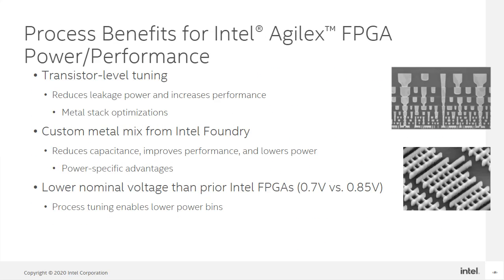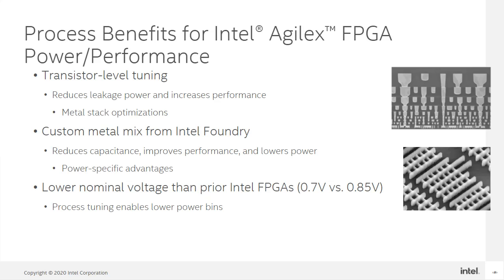Compared to Intel Stratix 10 devices, Intel Agilex devices' process technology also plays a part in reducing power. First, transistors are tuned for power based on their intended usage. For example, for device resources that don't require high performance, such as configuration blocks, the transistor leakage in those blocks is reduced. Second, a custom metal mix for manufacturing is used to reduce capacitance.